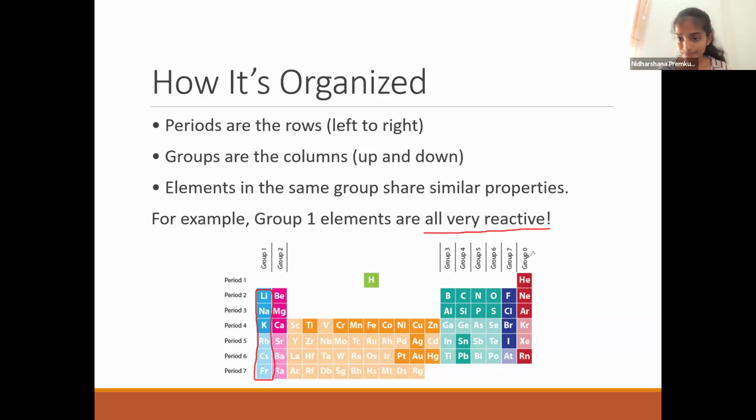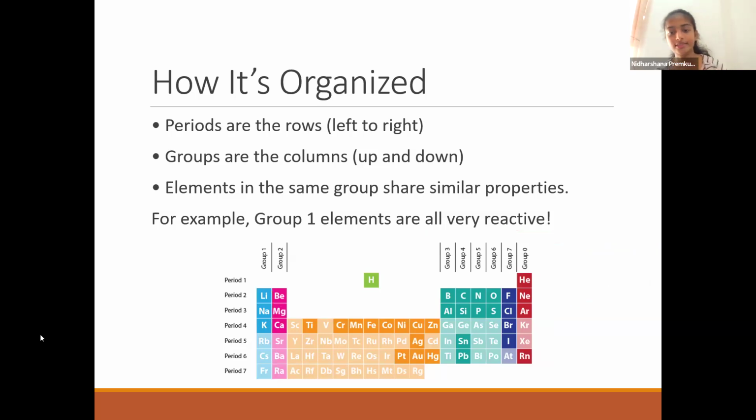So for example, group 0 here, He, Ne, Ar, Kr, Xe, Rn. These elements are all unreactive. You call them the noble gases. They are all unreactive, so hence, they are all grouped in group number 0. So the last group is actually labeled as group 0 in some periodic tables. In some periodic tables, it's labeled as group 8. Both mean the same thing.